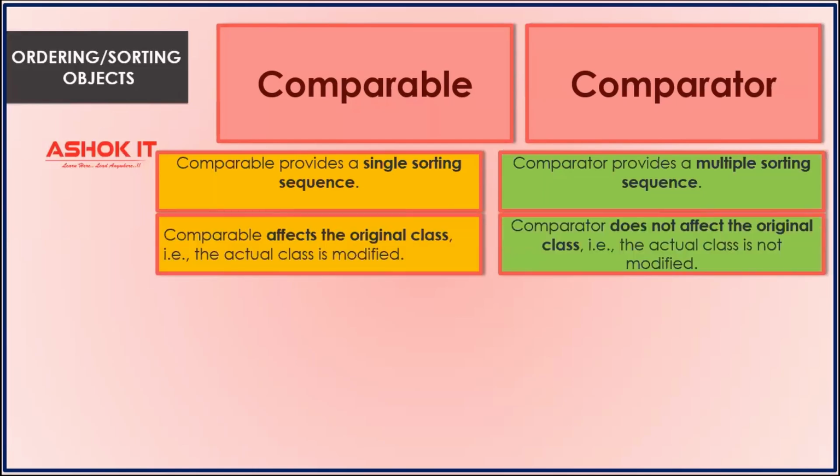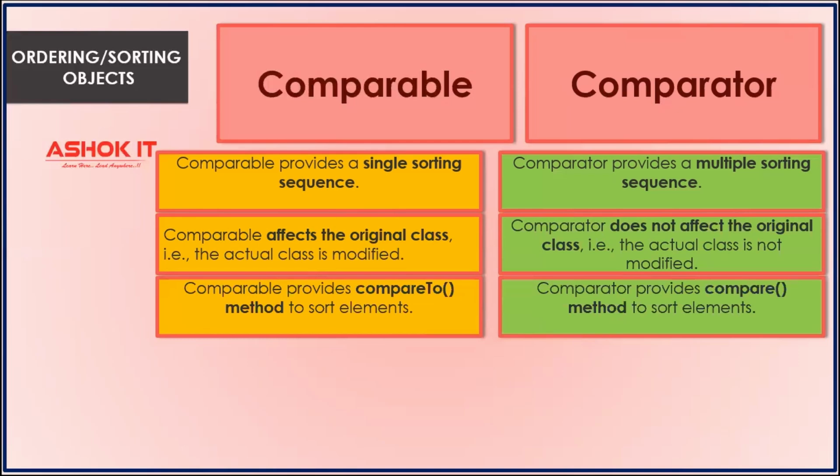Then when we are using comparable, it affects the original class. The actual class will be modified. It affects its own instance. And when we are using comparator, it will be used on other classes. It will not affect the original class. We can use comparator for comparing the objects of other classes, not its own instances. And then comparable provides compareTo method to sort the elements. The method compareTo is used for sorting the elements, whereas in case of comparator, we use compare method to sort the elements.